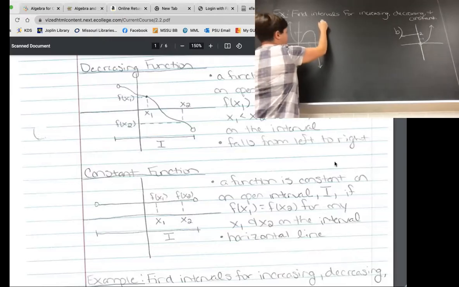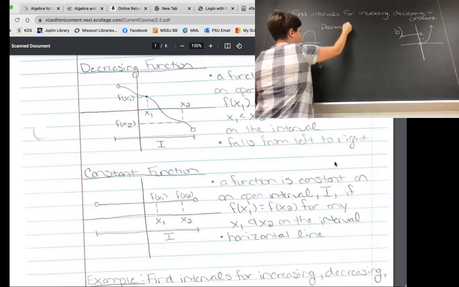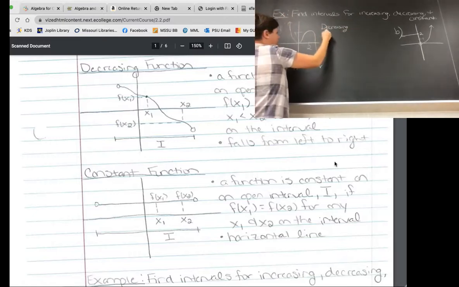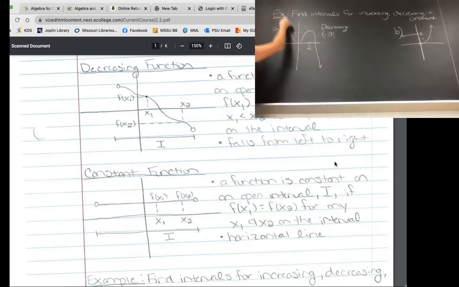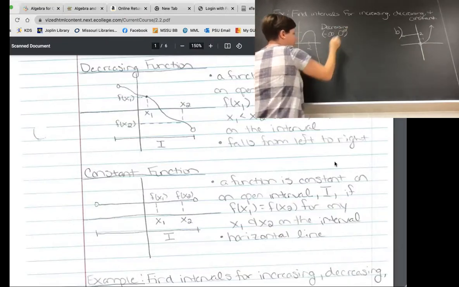So I am decreasing. And what is the interval that I'm decreasing on? Well, negative infinity. So I can go out as far as I want, all the way down to 0.